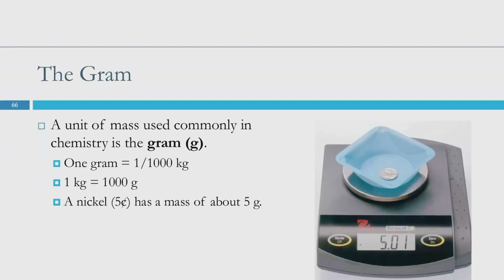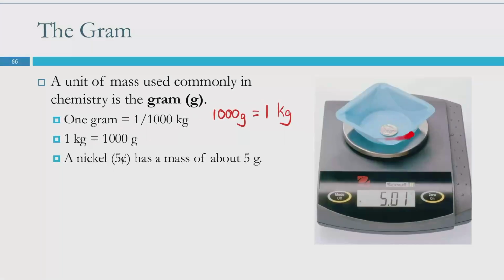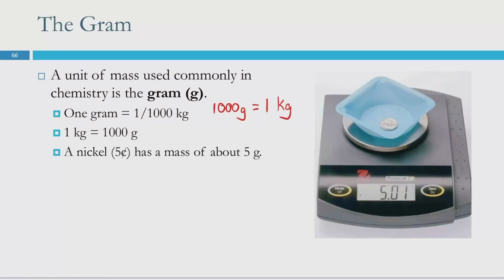Another one that we often use is the gram. 1 gram is 1,000th of a kilogram. That's too many ones. Or 1,000 grams equals 1 kilogram. A nickel, our 5-cent piece, has a mass of about 5 grams. So grams are relatively small compared to kilograms, but kilograms is our base unit.